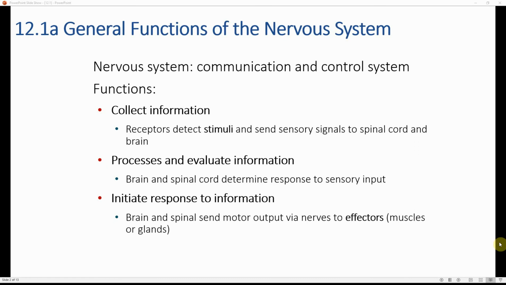The nervous system has a couple of general functions. Mainly it's there to collect information, process that information, and then act on that information. There are specific receptors that detect stimuli from both the outside and inside universe, and they send signals to the central part of the nervous system, which is the brain and the spinal cord. The brain and spinal cord then process that information and come up with some kind of response. There are pathways that take that decisive information and act on it using either muscles or glands.